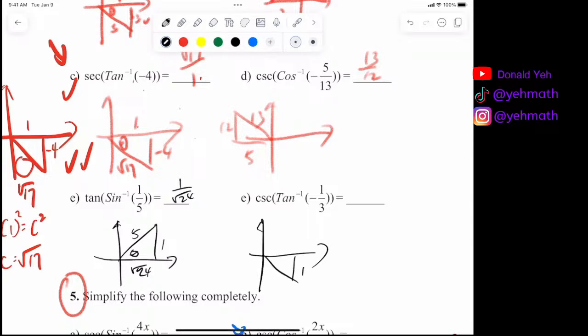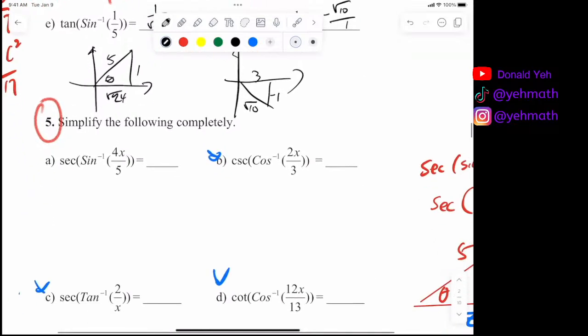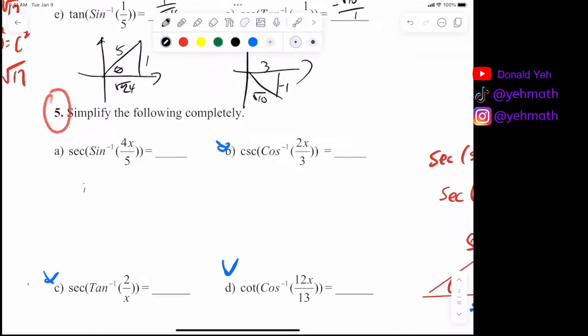Here, 1. And what? 3. And this is negative. So square root of 10, I believe. So cosecant is what? Yep. Perfect. Triangle.